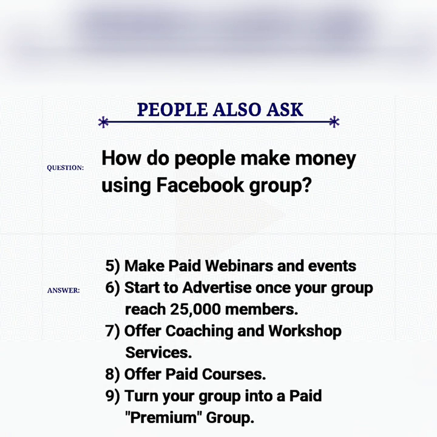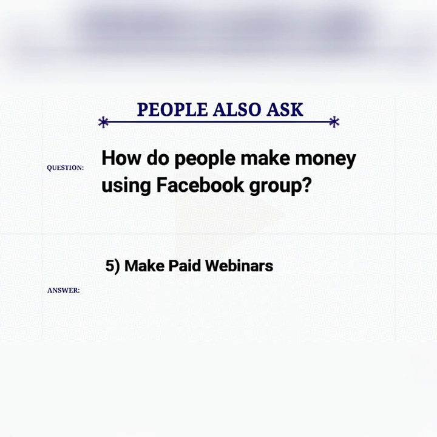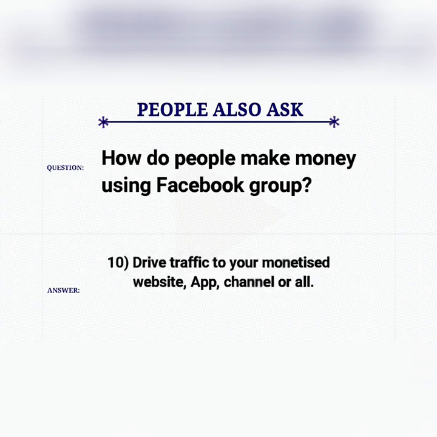6. Start to advertise once your group reaches 25,000 members. 7. Offer coaching and workshop services. 8. Offer paid courses. 9. Turn your group into a paid premium group. 10. Drive traffic to your monetized website, app, channel or all.